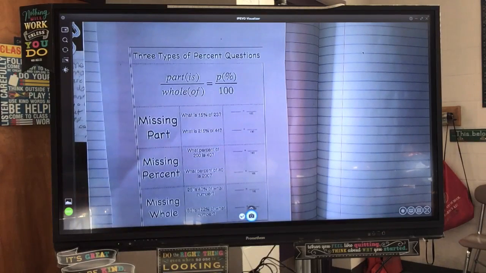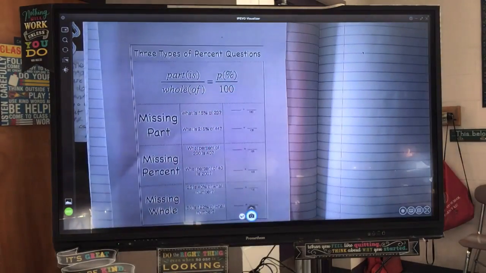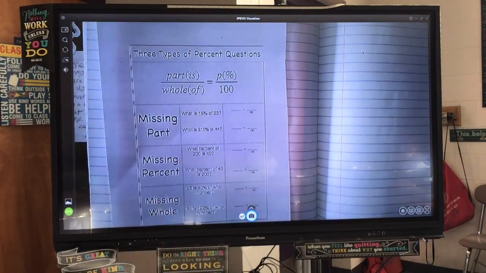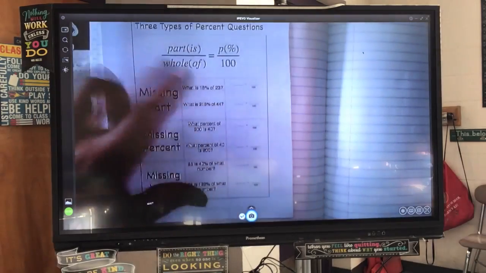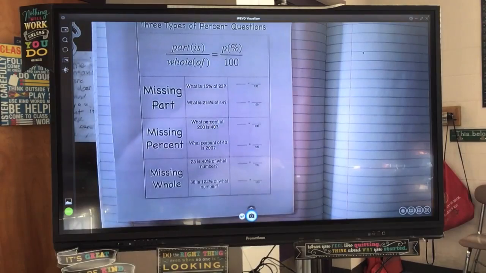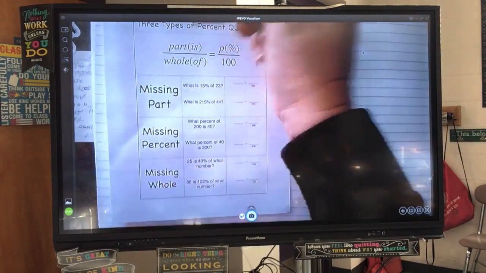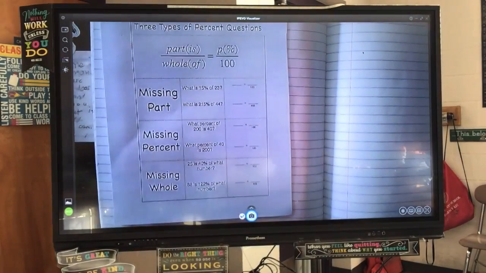So the part, the whole, the percent, and 100. 100 will always be the same. Why will your 100 always be the same? Delilah? Because it's 100% of the whole. Right, because it's 100% of whatever the whole is. All right, so for this first part, we're looking for the missing part. So we're trying to find this number here, so there'll always be an X in that place.